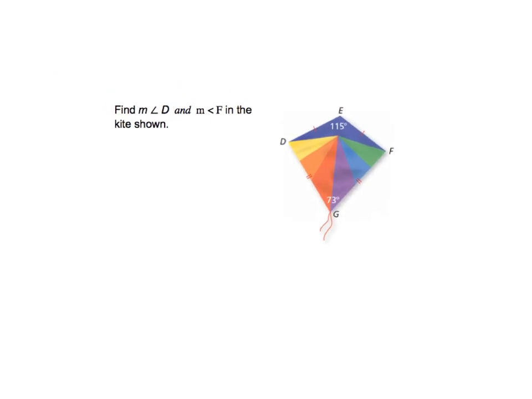So let's take a look at this example. It wants us to find the measure of angle D and F in the kite shown. Well, A, it's a quadrilateral, which means all the angles added together are going to equal 360. B, angle D and angle F are congruent to each other because, as a kite, the 1 pair of opposite angles are congruent. If angle E is 115 and G is 73, those are not congruent, which means D and F are both going to be the same thing. Whatever D is, we'll call that x, and F will be the same thing.